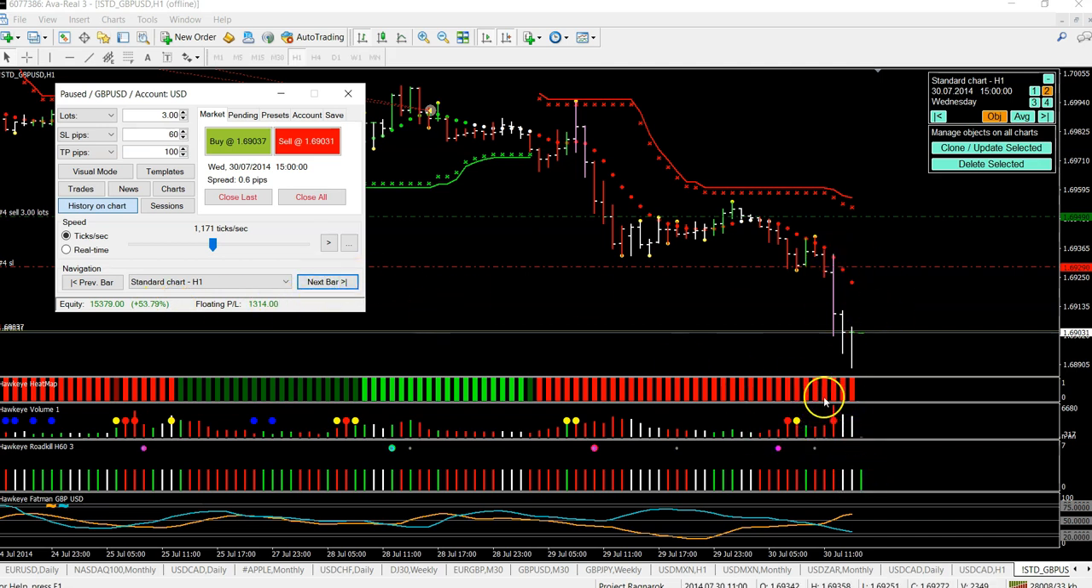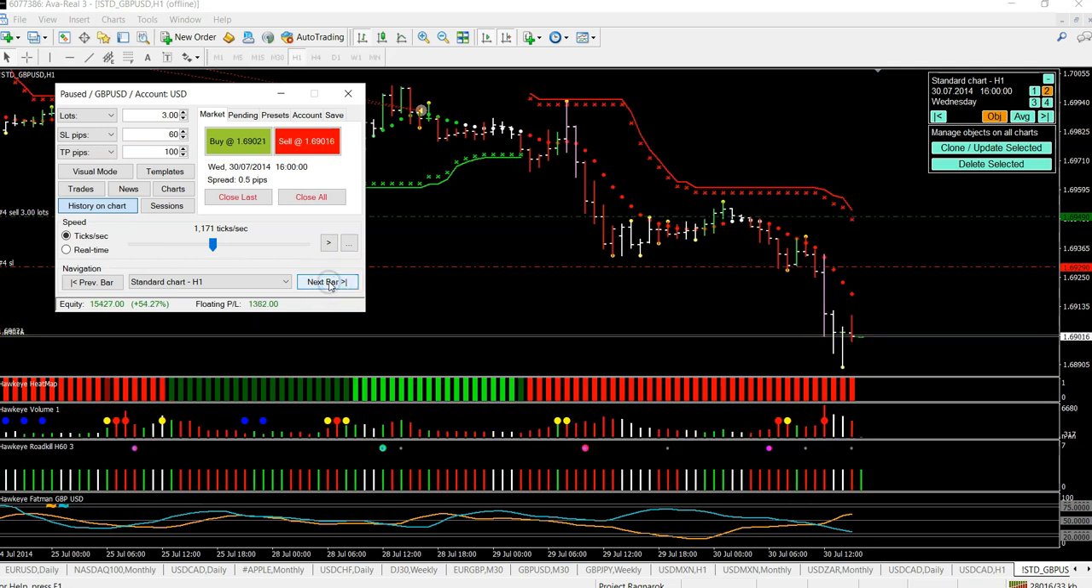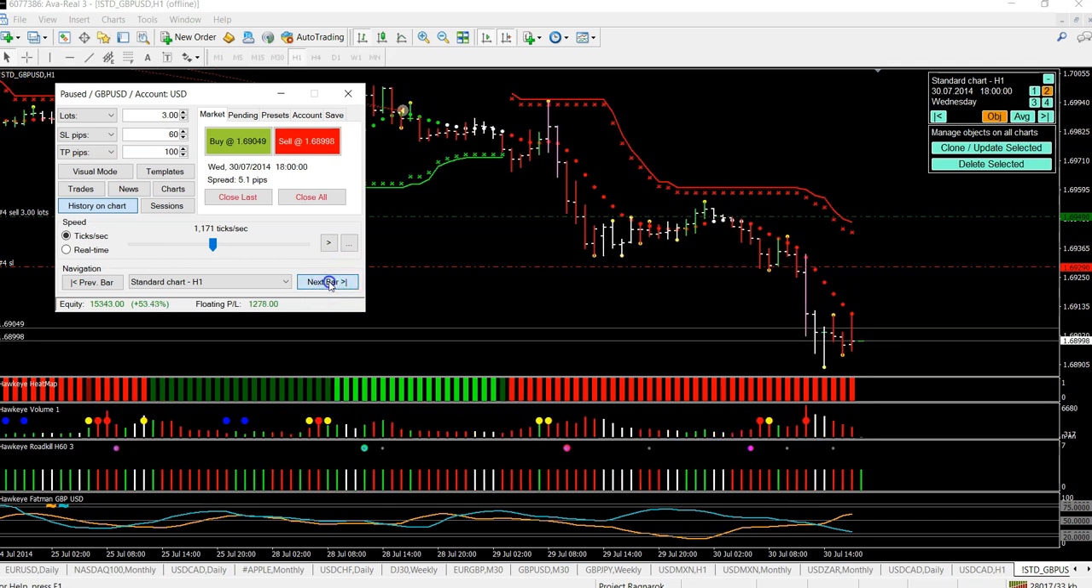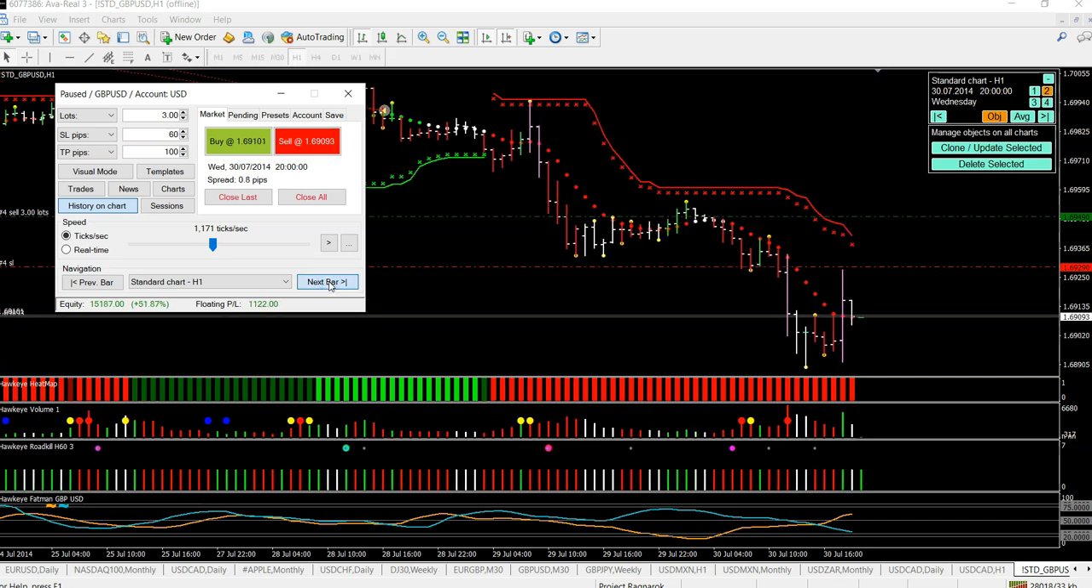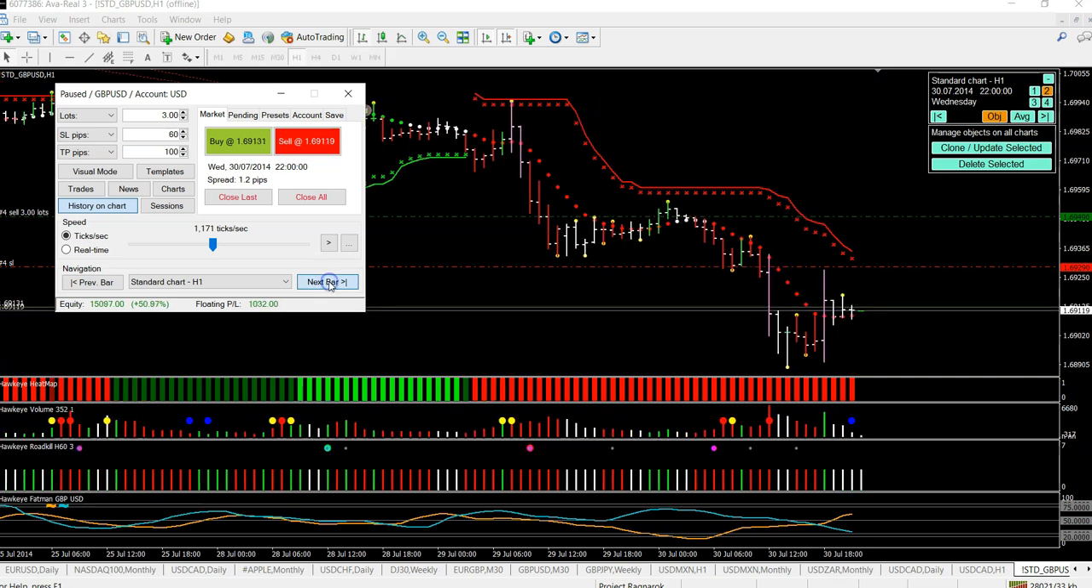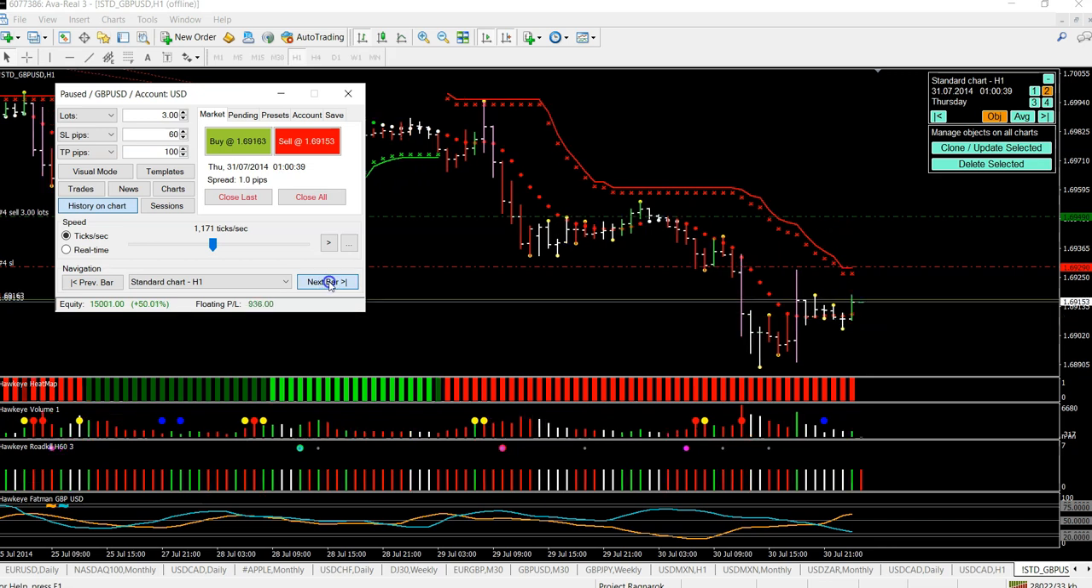Nothing from heat map, still red. Nothing new from, there was the sell. It was another sell that we can probably take. We missed that one. I just don't want to go back. Continue from this point. Let's see where it takes us. No new signals on Roadkill.